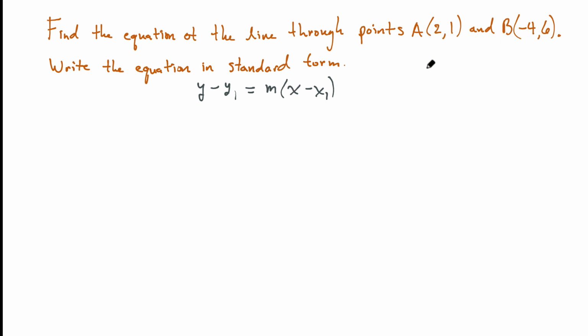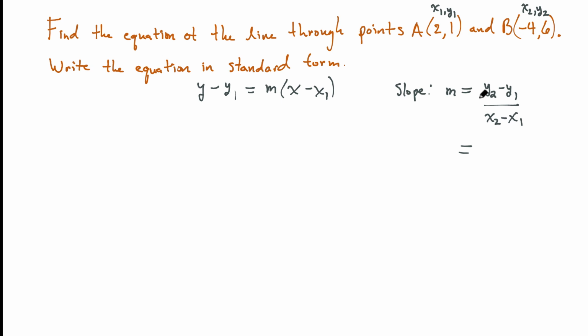We can use either of these 2 points in our point slope formula. And after we have the slope and we substitute one of these points, we can rearrange this equation and write it in standard form. So the first thing that we'll determine is our slope. For the slope, we can use the equation m is equal to y2 minus y1 over x2 minus x1. We'll say that this point is x2, y2, and this point is x1, y1.